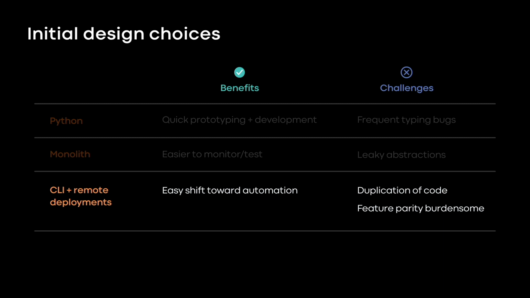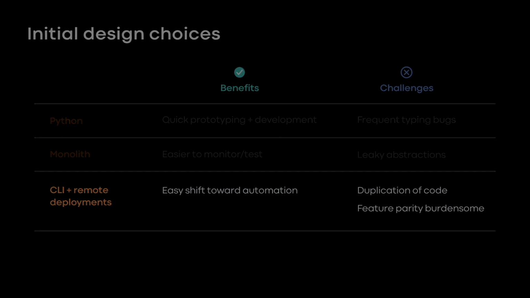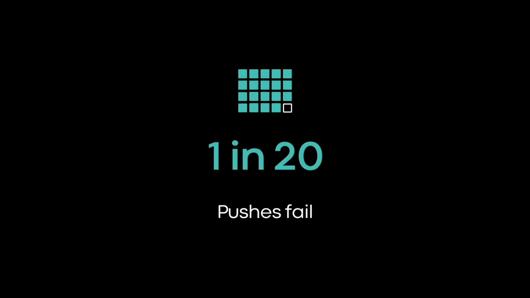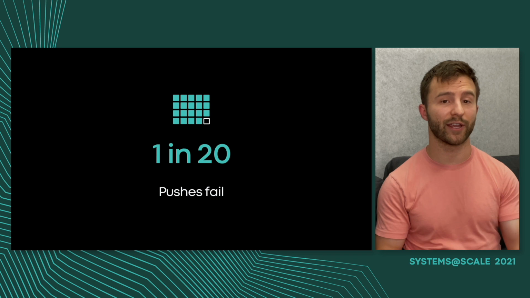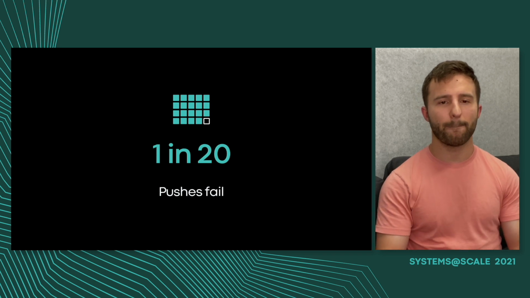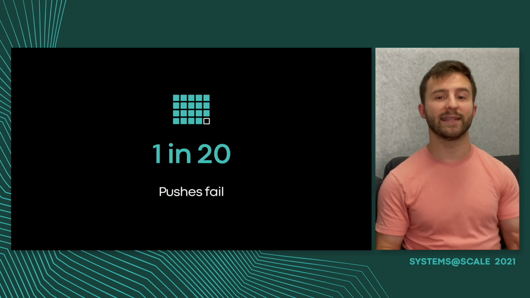Lastly, supporting both a command line tool and a remote deployment tool made it easy to shift from a more manual deployment mode to a more automated one, but resulted in a lot of duplication in our code base and made it pretty difficult to make sure that every feature would both work on the push command line and through conveyor push. So at its worst, 1 in 20 deployments were failing. This doesn't count health check failures or failures due to misconfigured setups, but rather just bugs, failing dependencies, and race conditions.